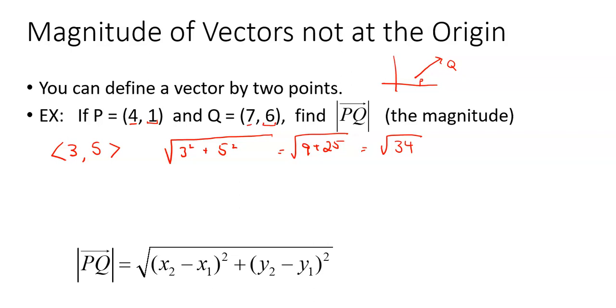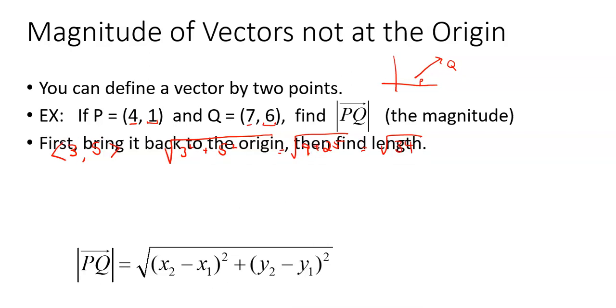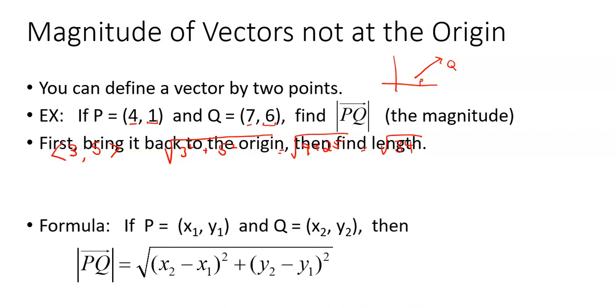If you want a decimal approximation, it's going to be something a little bit less than 6, but you can leave it as an exact value also. All right, if you want to use the formula, you could throw it in the formula over here. You could do x2 minus x1, so you could do 7 minus 4 squared, because really this is just a distance formula, 6 minus 1 squared. Add them together, take the square root, and that'll give you exactly the same answer.